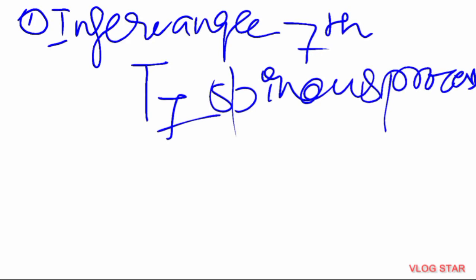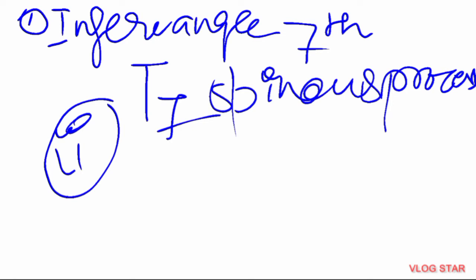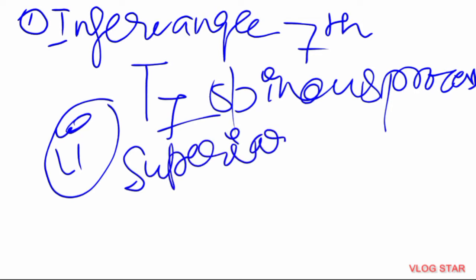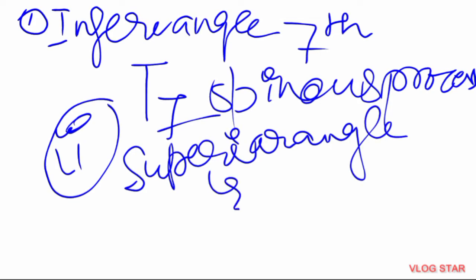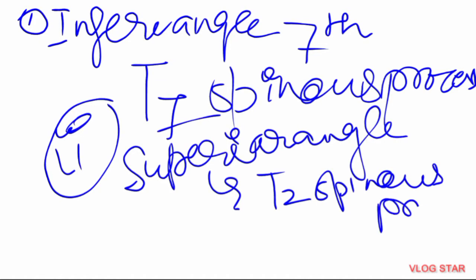Okay. And the second point is superior angle lies opposite to the T2 spinous process. Now the superior angle, this lies opposite to the tip of T2 spinous process.